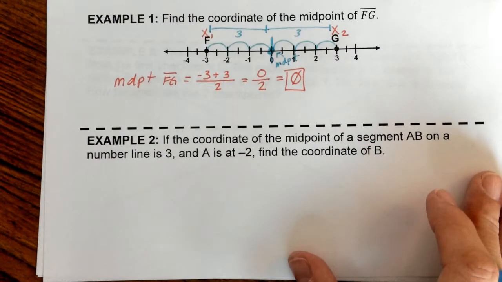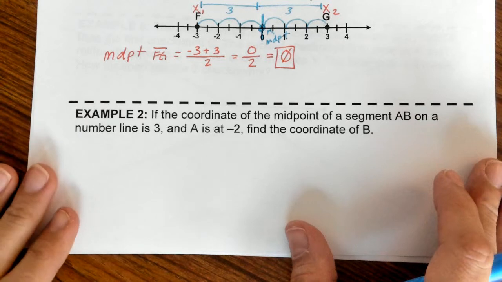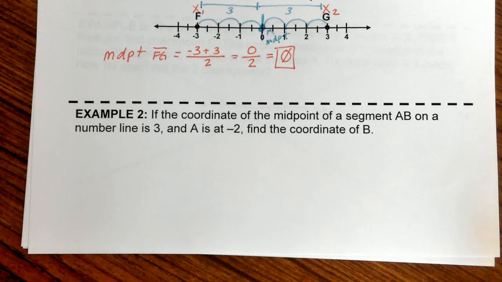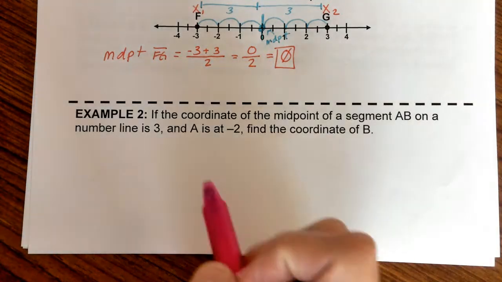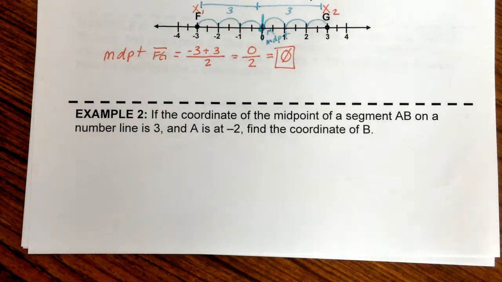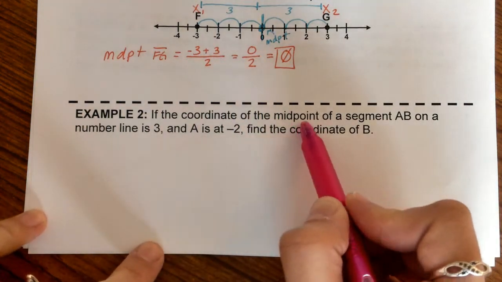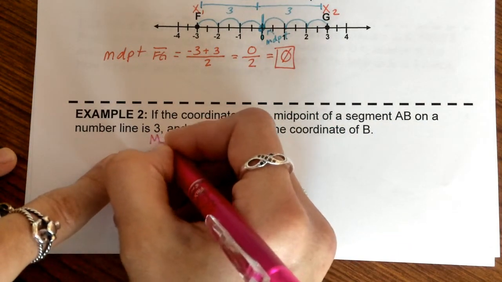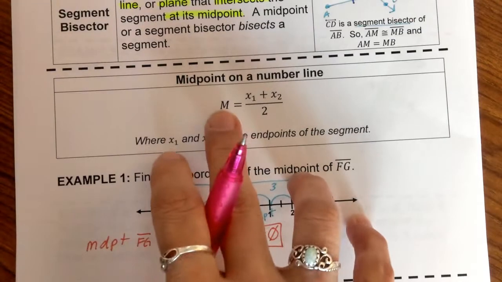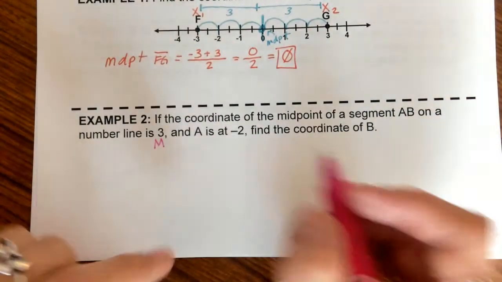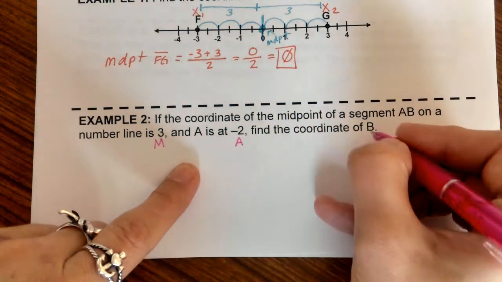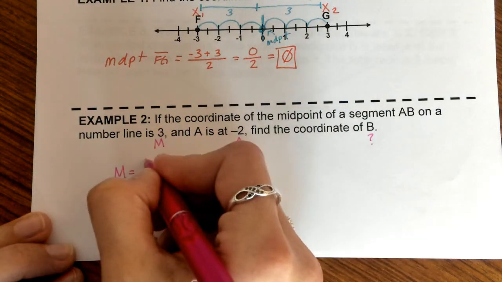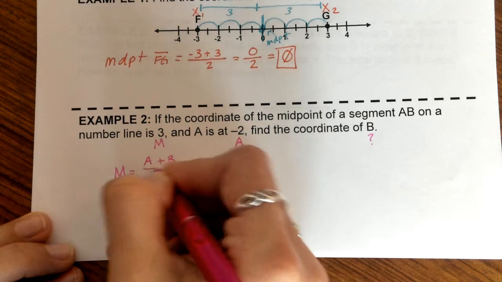Now, in the next example, we don't have the line, so we're just going to use our numbers here. We've got AB. This one's going to change a little bit also because we're going to have to work backwards. The coordinate of the midpoint on AB is 3. So this is going to be M for our midpoint, and our formula up here, M, midpoint. So we will have a number to fill in there. A is at -2. We want to find B. So we write down our formula. Midpoint is going to be your two coordinates A plus B divided by 2.